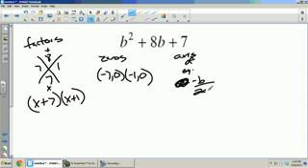Now remember, negative b, here's my b. So it would be negative 8 over 2a. 2 times 1 is 2. That number is always going to be 2 if there's not a variable in front of this trinomial, which equals negative 4. So the axis of symmetry is negative 4.